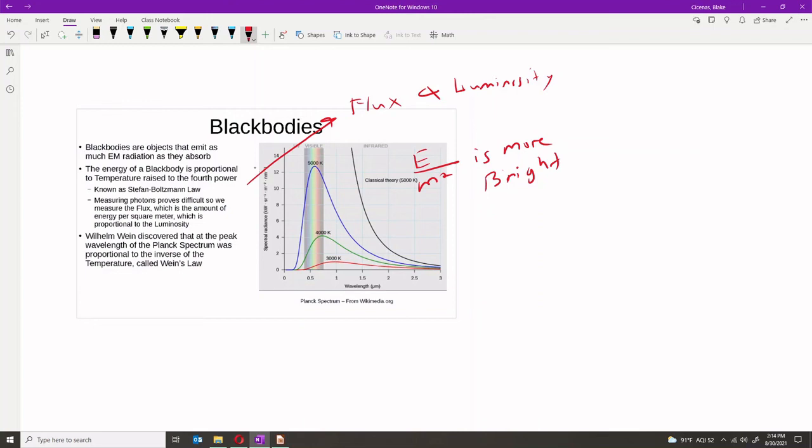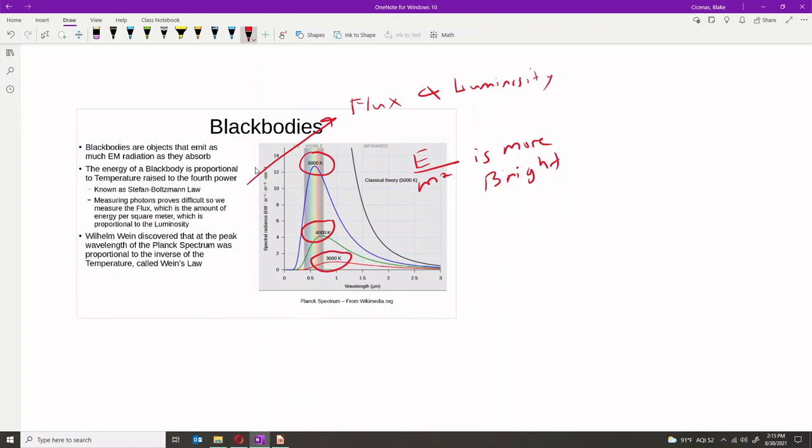Now, where all this comes about, the most important part is Wilhelm Wien, a German, who discovered that the peak wavelength of the Planck spectrum was proportional to the inverse of the temperature, called Wien's law. Now, why is this important? Well, notice there's a couple different colors here. There's the classical theory at 5000 Kelvin. There is blue, and that's around 5,000 Kelvin.